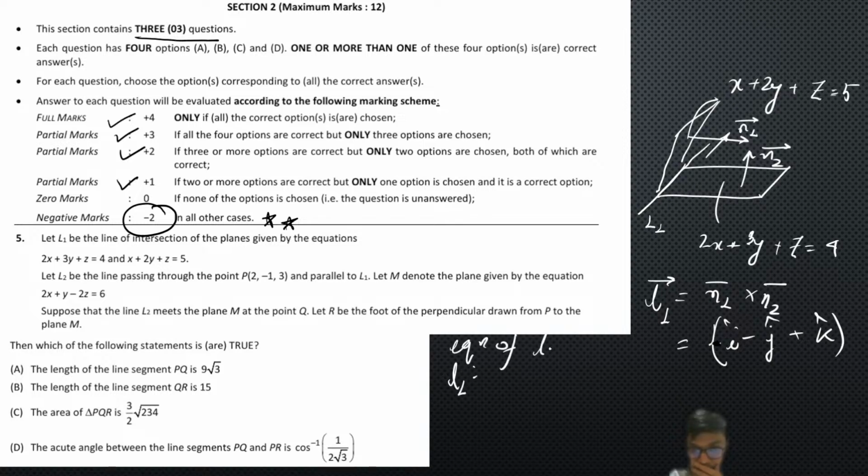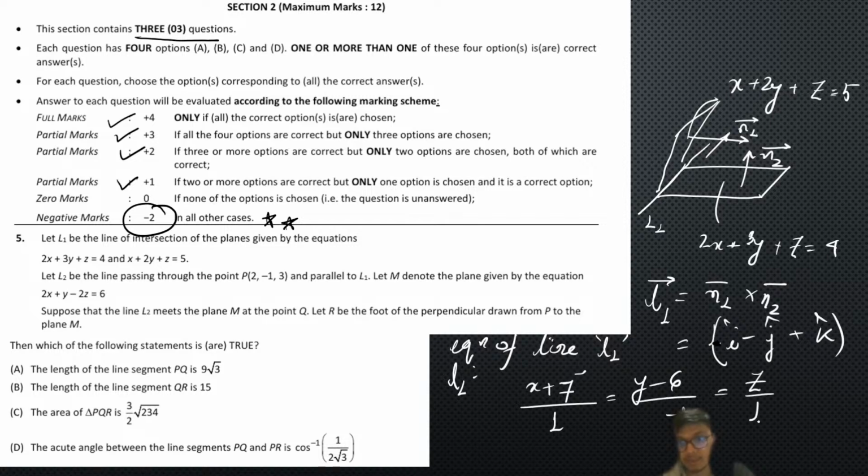The equation of line L1 is as follows. I can take any point on the line: if I keep z equal to 0 and solve for x and y, I get the point as -7 and 6. So that brings us to (x plus 7)/1 equals (y minus 6)/(-1) equals z/1. That is our equation of the line L1.